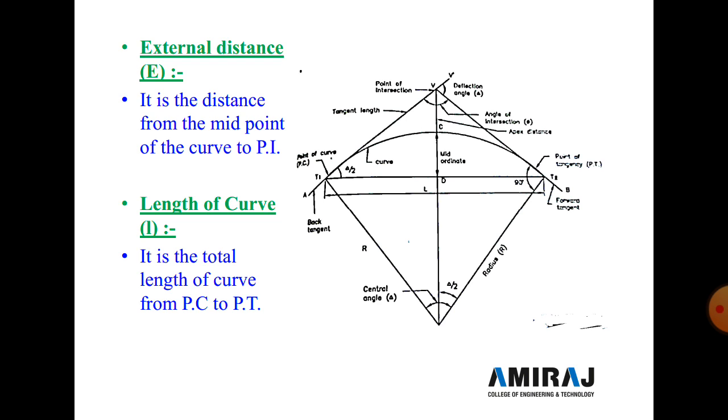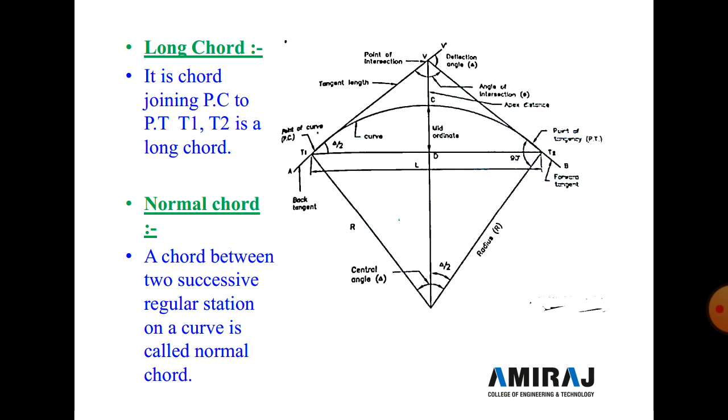So what is the length of the curve? From the starting point T1 to the end of the curvature T2, this curvature length is known as the length of the curve. Next is the long chord. The long chord is the chord joining PC to PT, T1 to T2, and is known as the long chord.